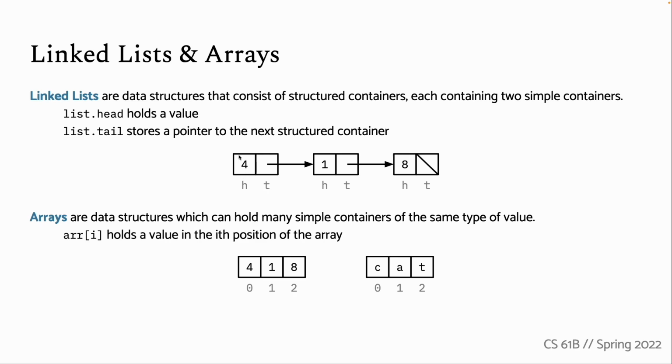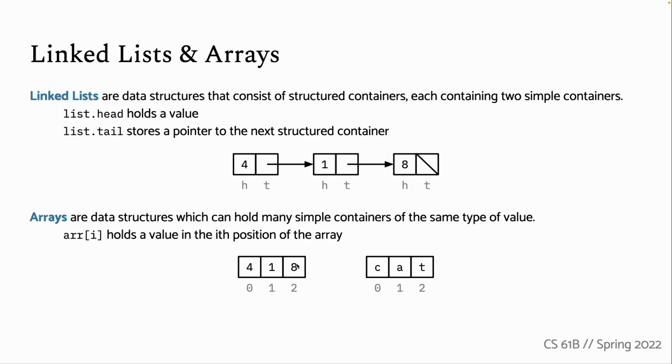The head contains some value. So this might be a number, this might be a pointer to some object, this might be a character, and the tail contains a pointer to the next IntList or the next linked list. Arrays, on the other hand, are data structures that just hold a bunch of simple containers of the exact same type of value. Whereas linked lists, technically you could point this at a linked list that contains a letter, for example.